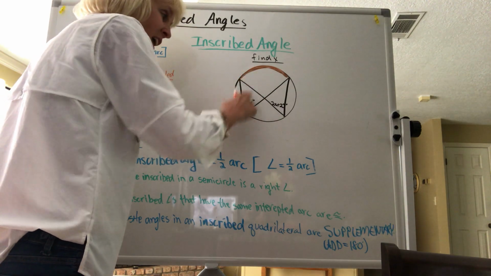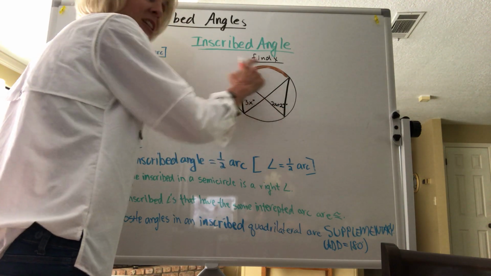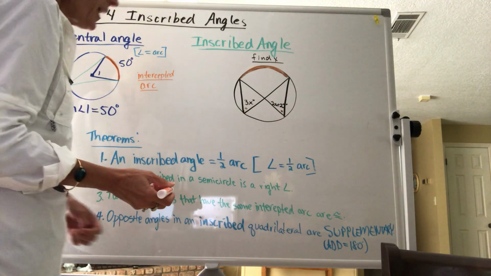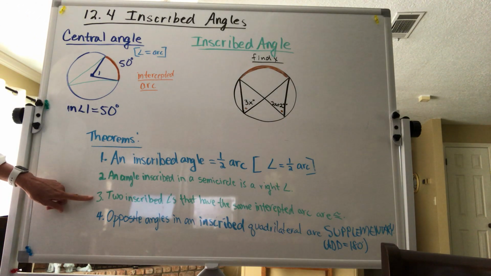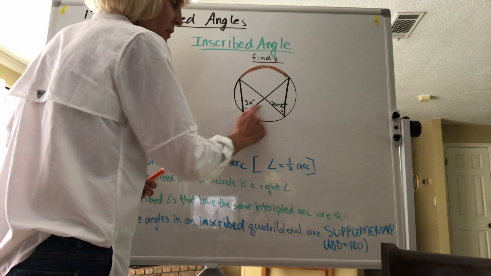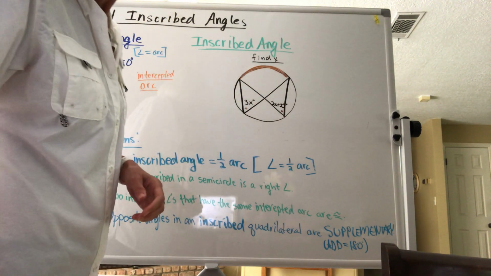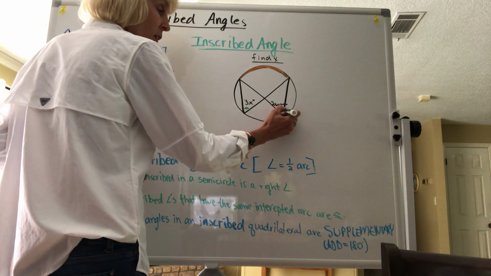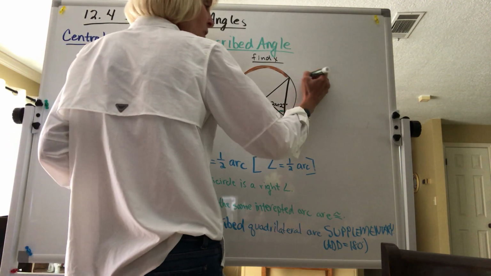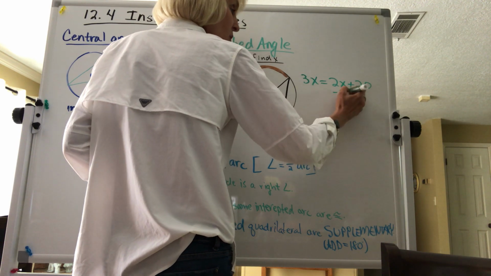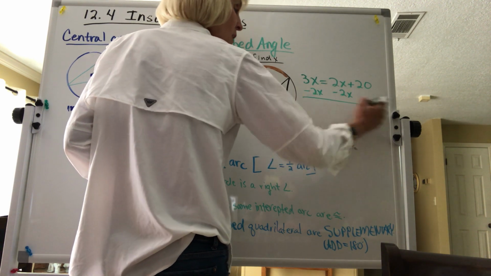Because if this angle has the same intercepted arc as this angle, what can you tell me about these two inscribed angles? And that becomes our third theorem. Two inscribed angles that have the same intercepted arc are congruent. So as soon as I see the two inscribed angles here having the same intercepted arc, I really just have a shortcut in that theorem and say, all I have to do is set this angle equal to this angle. So I would solve for x by saying 3x is equal to 2x plus 20. Subtract 2x on both sides, and I have it solved.